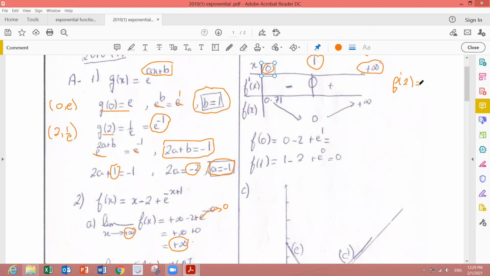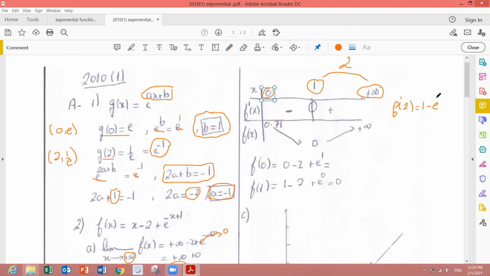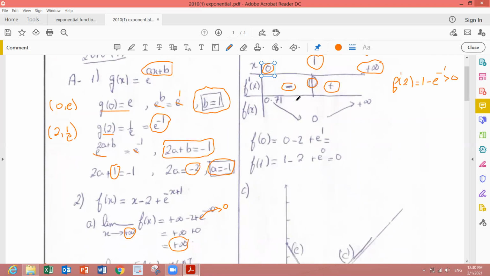equals 1 minus e to the power minus 1. This is positive, so we put positive here and negative there. At 1 the derivative is 0, we put 0. Negative means decreasing. Positive means increasing.